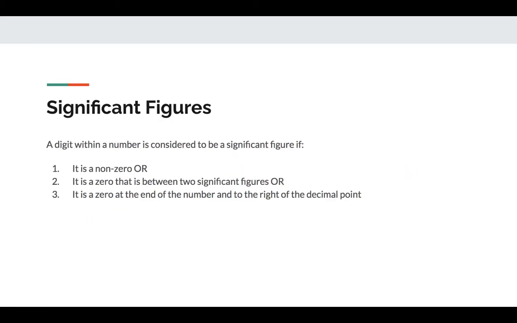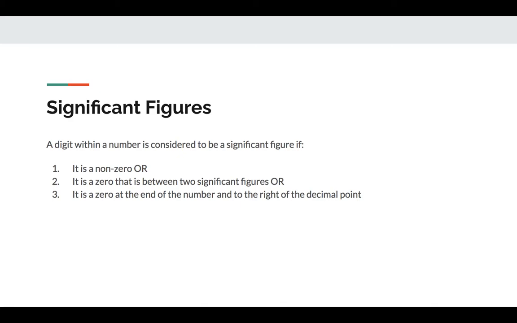So a significant figure is a digit within a number. A digit within a number is considered to be a significant figure if, one, it is a non-zero. So any digit that's a 1, 2, 3, 4, 5, 6, 7, 8, 9, those are all significant. Or if it's a 0, then it has to be between two significant figures. So maybe like 109, so the 0 is in between the 1 and the 9.